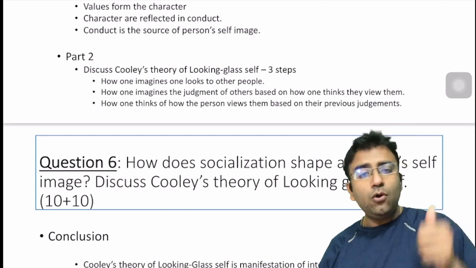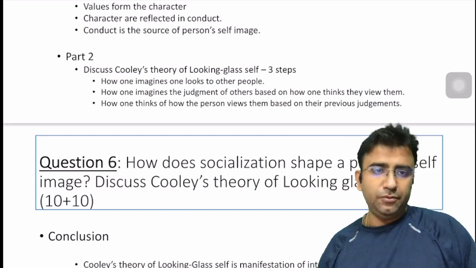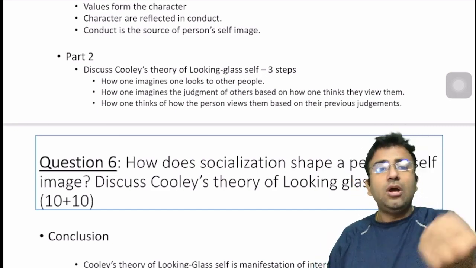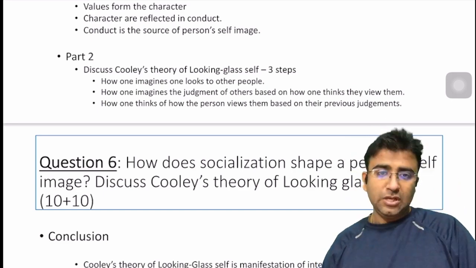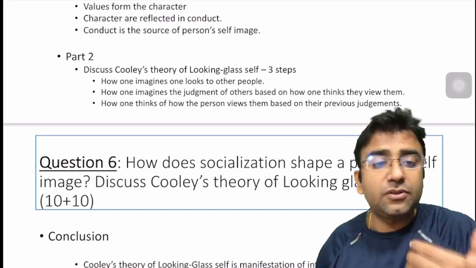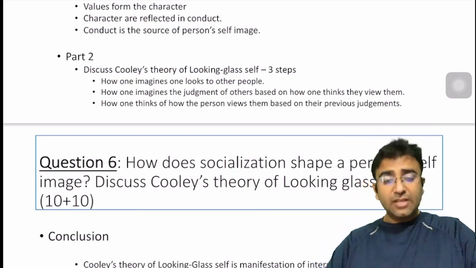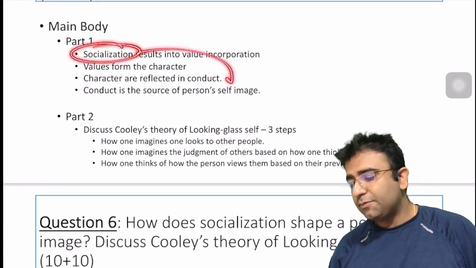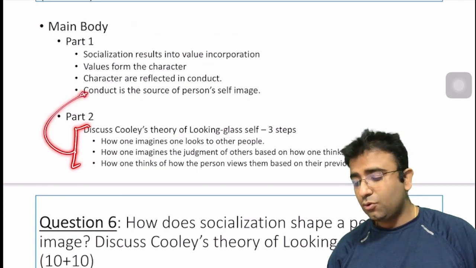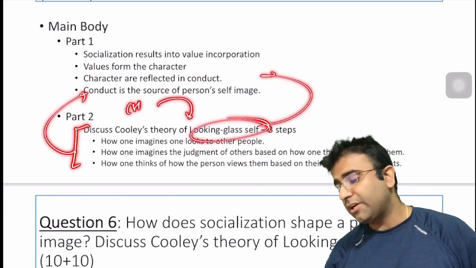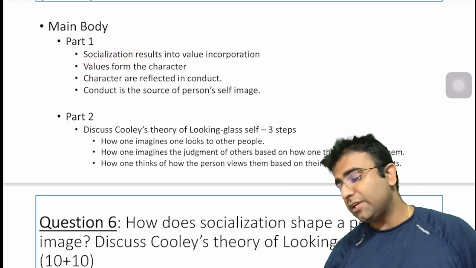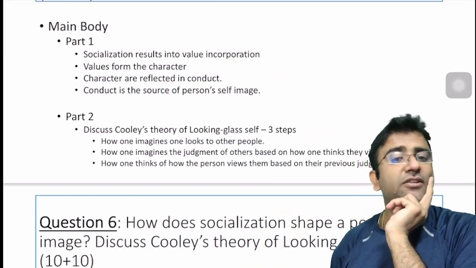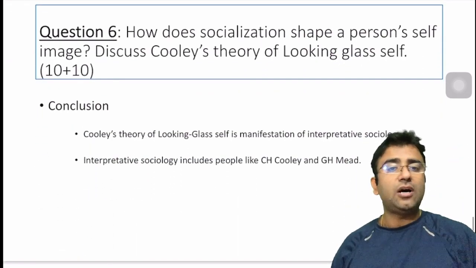The first step is how one imagines one looks to other people. Second step is how one imagines the judgment of others based on how one thinks they view them. Third step is how one thinks of how the person views them based on their previous judgments. Taking all these three things into account, a person through socialization develops his self-image, and this is how C.H. Cooley, through his theory of looking glass self, has tried to justify the relation between socialization and a person's self-image. So this is the second paragraph that proves the burden of proof that was asked in the question.